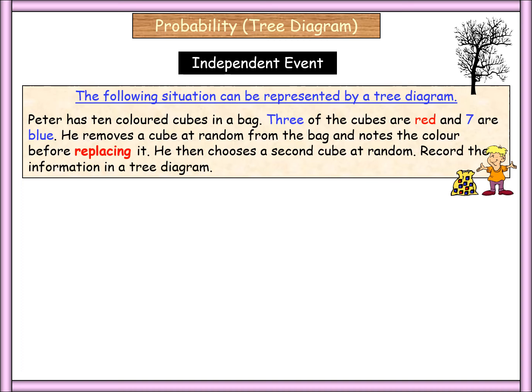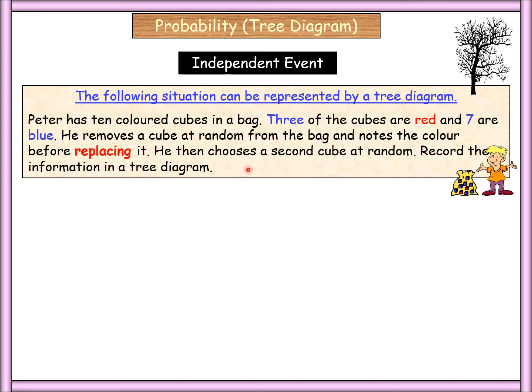Now let us have the tree diagram for an independent event. So Peter has 10 colored cubes in a bag. 3 of the cubes are red and 7 are blue. He removes a cube at random from the bag and notes the color before replacing it. So that is why this problem is under the independent event, because of the word replacing.